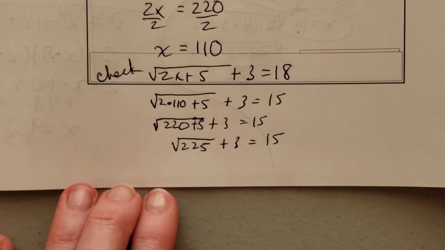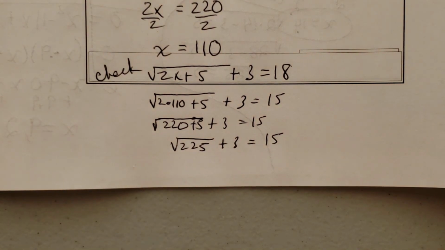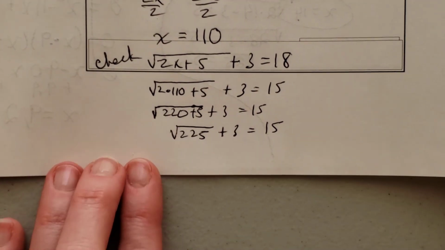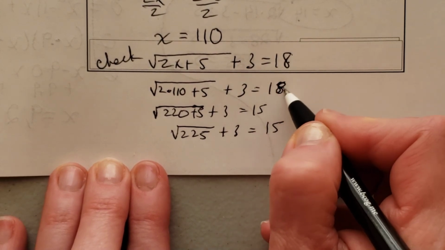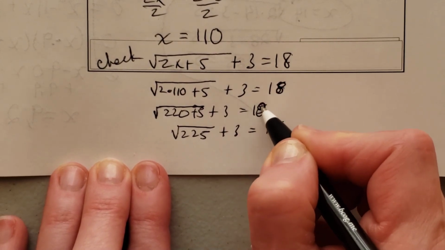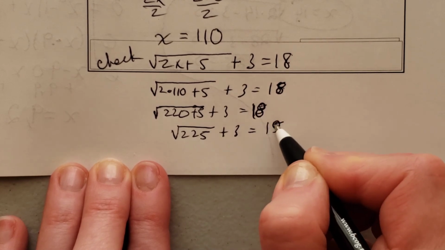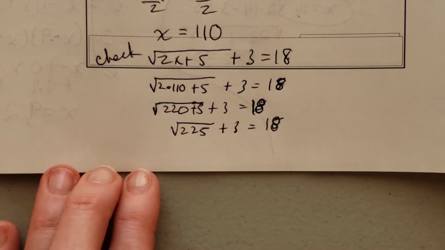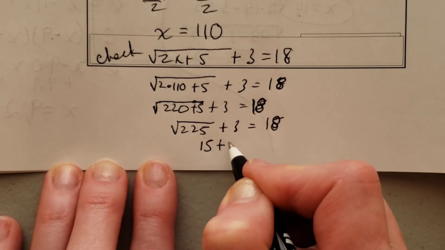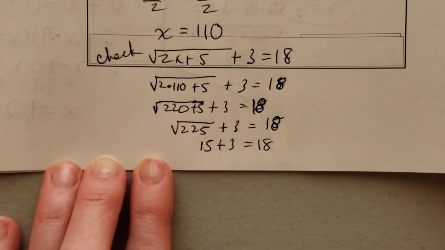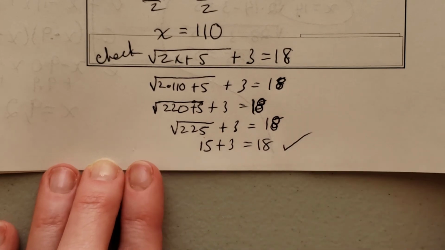Well, the square root of 225 is 15. Guys, I changed this from an 18 to a 15. I'm sorry. If I don't write it right, I'm not going to get the right answer. All right, so anyway, the square root of 225 is 15, and does 15 plus 3 equal 18? Is that true? And yes, it is.